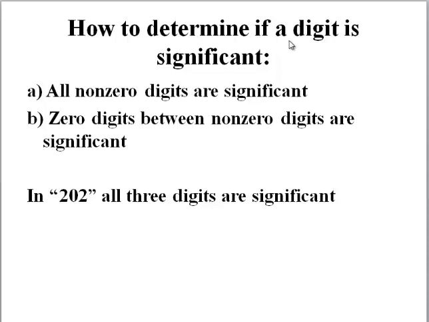What's needed is a set of rules to determine if a digit is significant, and we can discuss that first. A set of rules for determining if a digit is significant appears in Unit 1 of the text, or Text Unit 1. First, all non-zero digits are significant. Second, zero digits between non-zero digits are significant. So in the number 202, all of these digits are significant. And further, this 2 is the uncertain one. The way this number is written implies maybe 201, maybe 203.